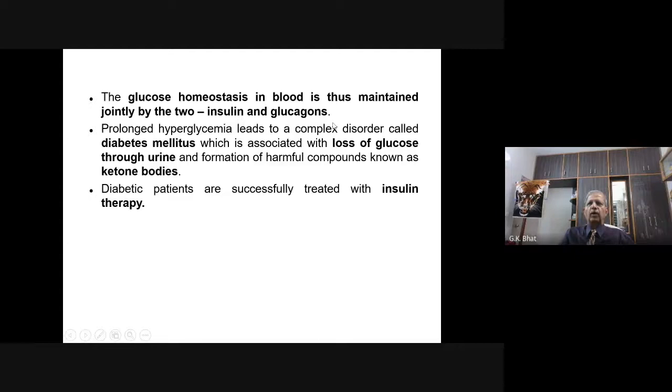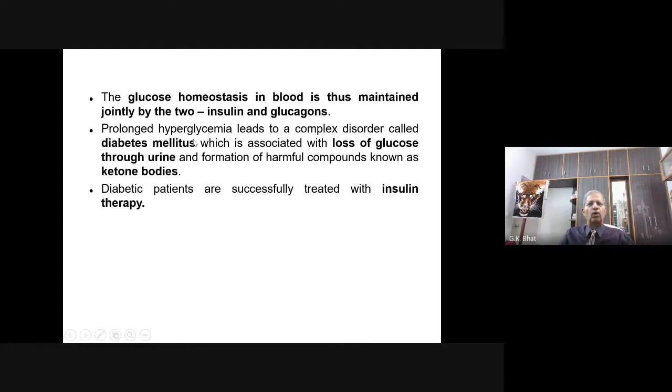You must know, whenever blood glucose level increases, insulin gets produced, and it makes the blood glucose level come down. Whenever blood glucose level is low, glucagon is produced by the alpha cells, and this glucagon brings about glycogenolysis and starts increasing the blood glucose level. Prolonged hyperglycemia, that means an increased level of glucose in blood, leads to a complex disorder called diabetes mellitus, which is associated with the loss of glucose through urine.